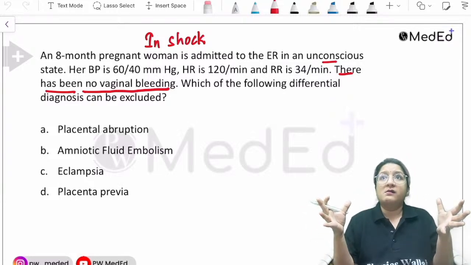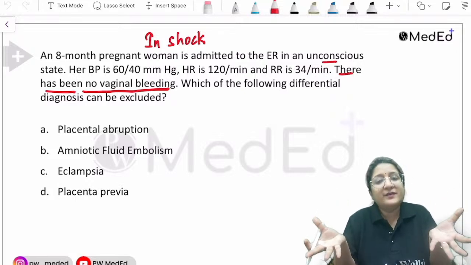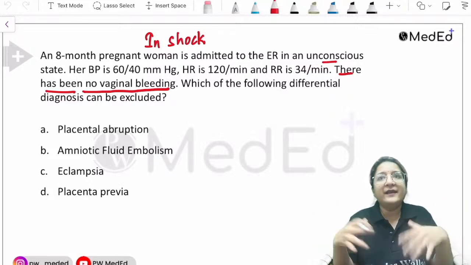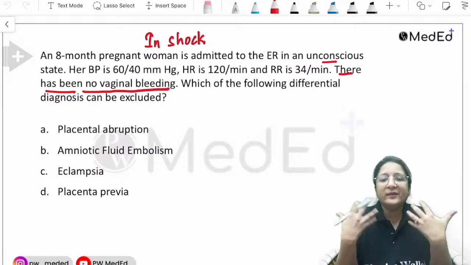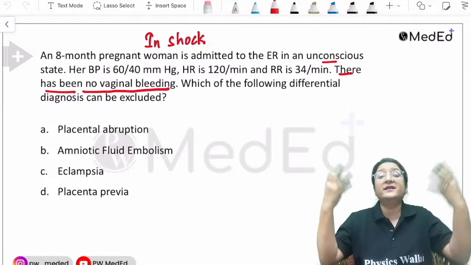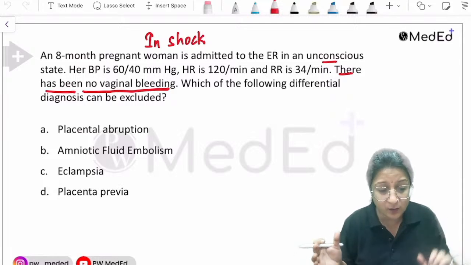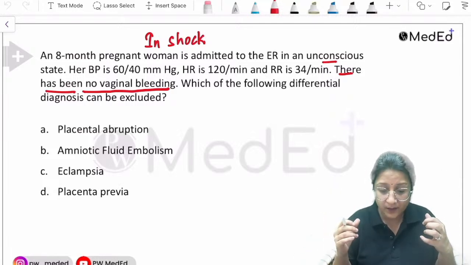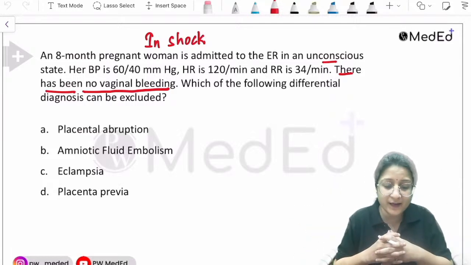So it's basically pulmonary embolism, right? And then tachycardia, low BP, all that will happen. Now respiratory discomfort, respiratory rate will also rise, breathlessness will also develop. So the amniotic fluid embolism I can't rule out.